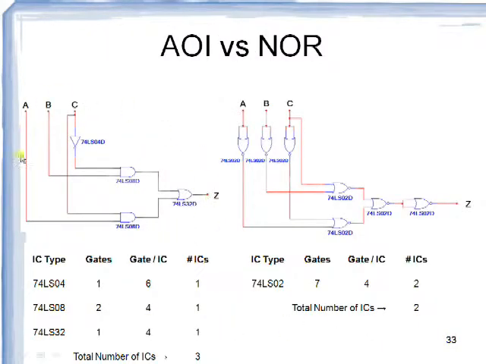Now again take a look at the AOI versus NOR gate. Here we require a total of 3 ICs, but here we require a total of 2 ICs. So these are the advantages associated with the universal gates. If you go with universal gates, we can reduce the number of gates and the number of ICs. As the number of ICs is reduced, the die size of the electronic circuit will be reduced. The cost of the circuit will also be reduced.